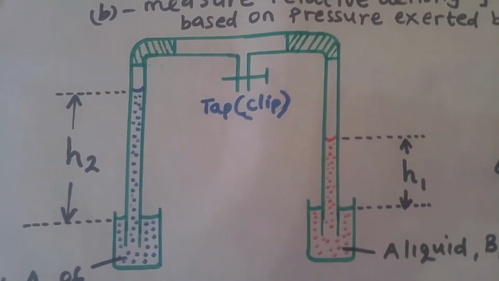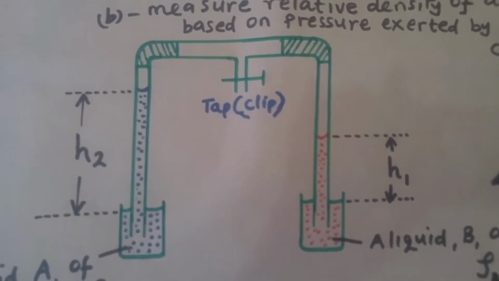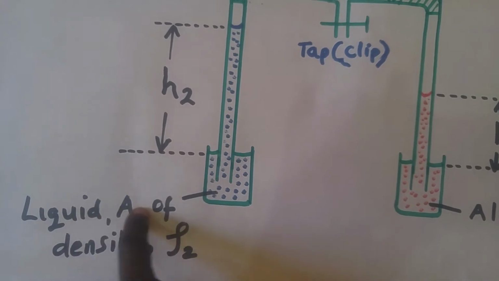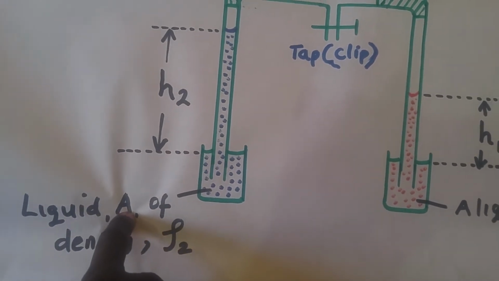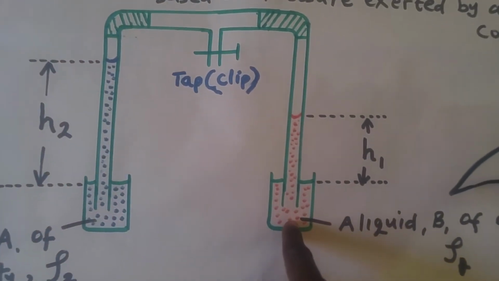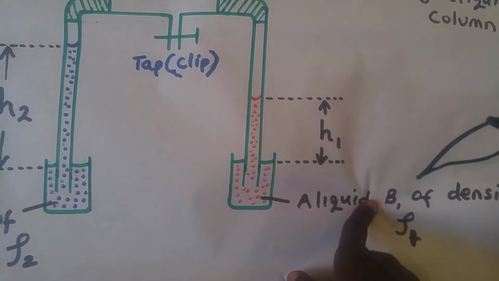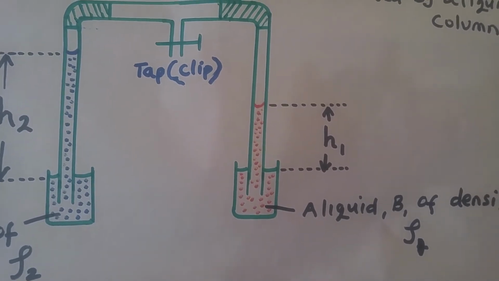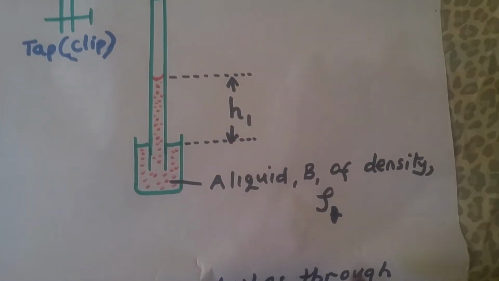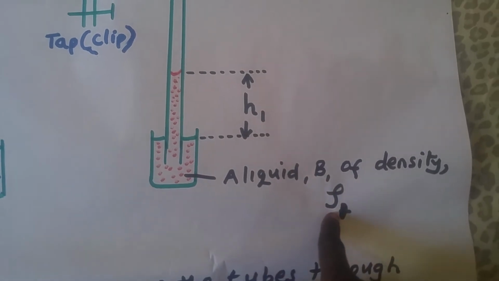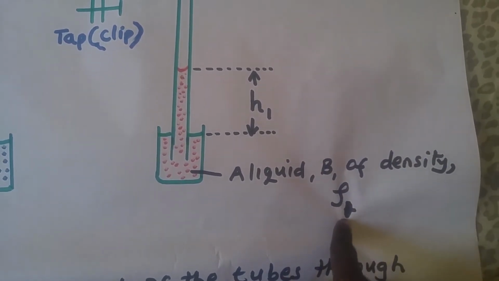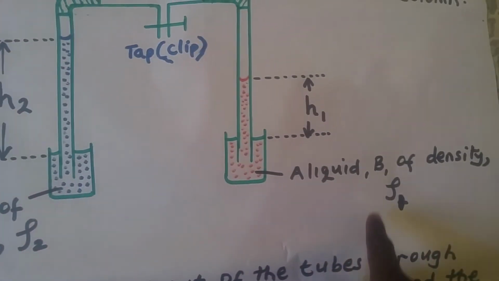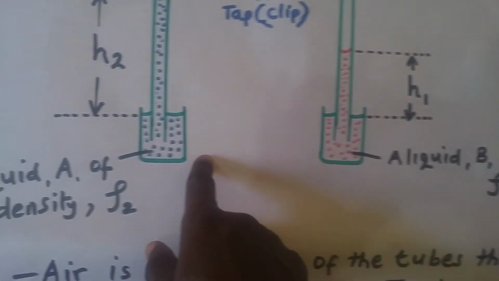So as I told you, this is how Hare's apparatus looks. Now how does it work? Here you have a different liquid, we are calling it liquid A. And here you also have a different liquid, we are calling it liquid B. Because the liquids are different, it means their densities are also different. You can see this is liquid B. It has a different density. You can call it density 1. And this one, sorry, this is liquid A.